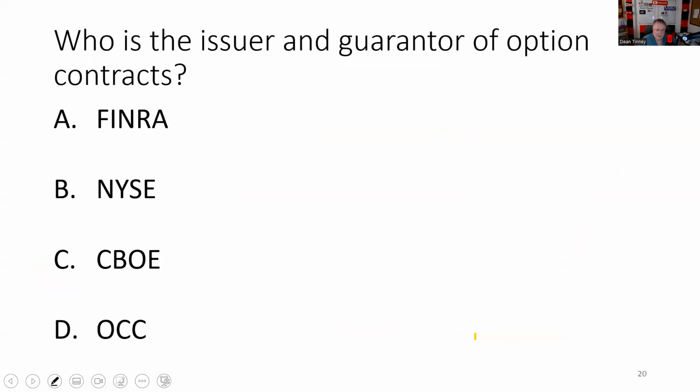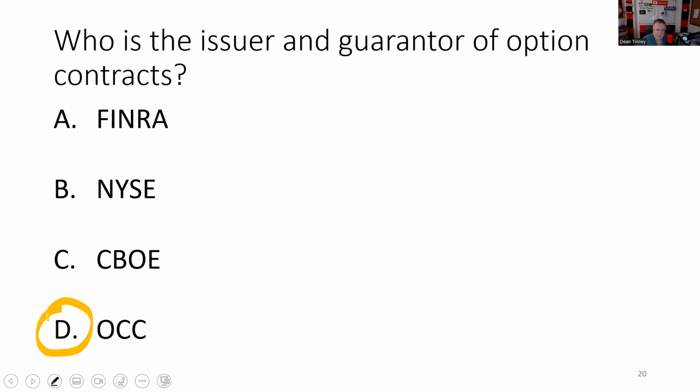Who is the issuer and guarantor of option contracts? So you say, Dean, when I buy an Apple call contract, I buy an Apple 150 option call contract. When I exercise at 150, how do I know that the guy who's short the option contract is going to deliver 100 shares of Apple at 150? I said, that's a really good question. Does he know that you're going to deliver the $15,000 to pay for the option? No, what you're asking me about is what's called counterparty risk. Now, between the two parties in an option contract sits, test question, the options clearing corporation.